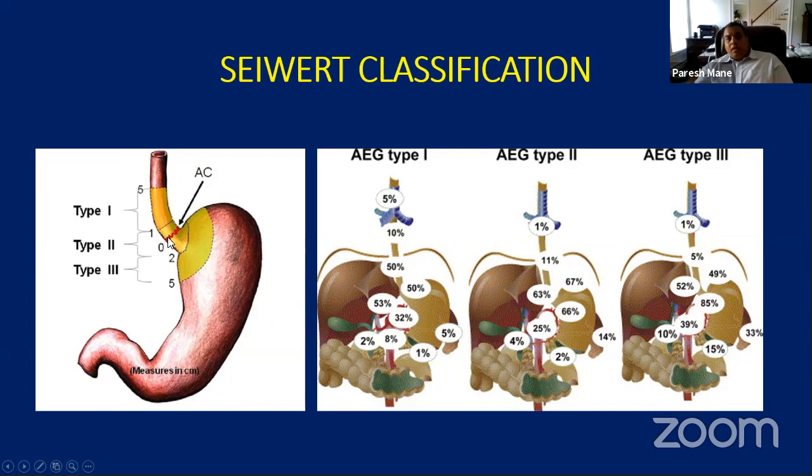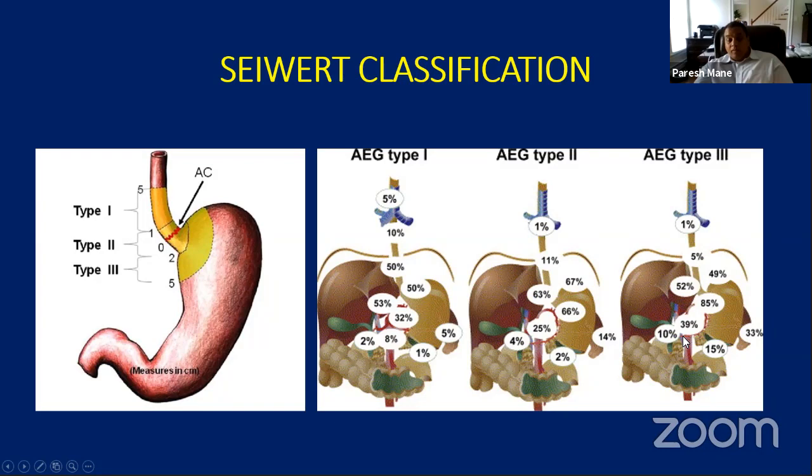Each of these is slightly different in terms of how they present and what it means, because if you look at the nodal spread on the right, you'll find that Siewert 1 is likely to have mediastinal disease involvement, whereas Siewert 2 and 3 are less likely to. But the celiac, retroperitoneal and perihepatic nodes are more likely to be involved with Siewert 2 and much more with Siewert 3. So what does that mean?